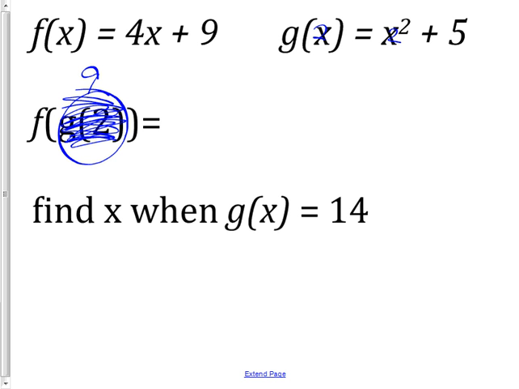You know what I'm saying? F of 9, then, take the 9, stick it in. 9 times 4 is 36. 36 plus 9 is 45. So the final answer is 45. All right.